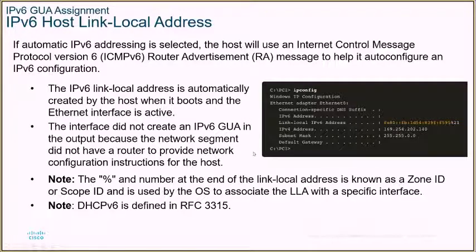and no GUA. Note the percentage sign and number at the end of the link-local address is the zone ID or scope ID and is used by the operating system to associate the link-local address with a specific interface. And there is an RFC for DHCPv6, of course.